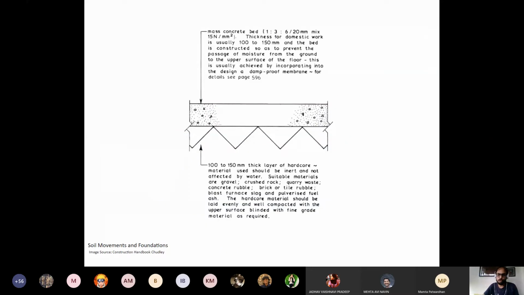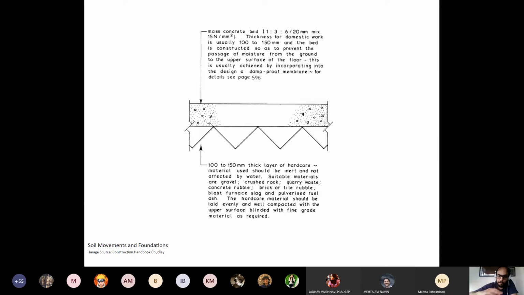How do you strengthen that? There are 2 components to that. One is creating a thick layer of hardcore material, which should be inert and not affected by water. Suitable materials are gravel, crushed rock, quarry waste, concrete rubble, tile or brick rubble, blast furnace slag, pulverized fuel ash. These hardcore materials should be laid evenly and well compacted.